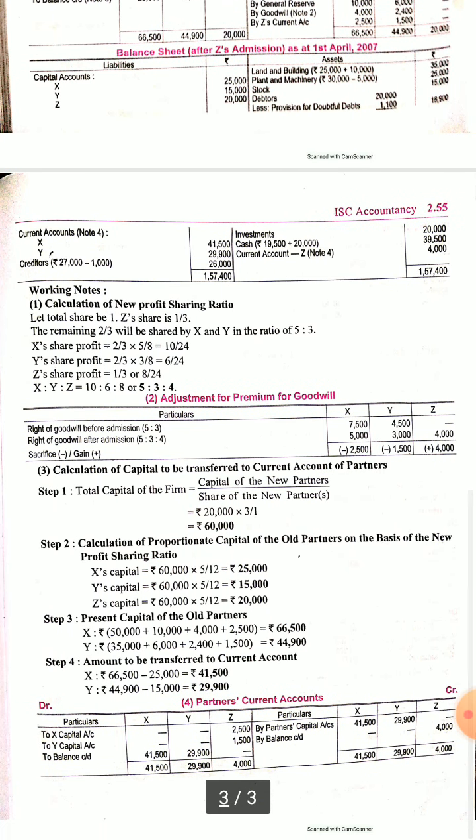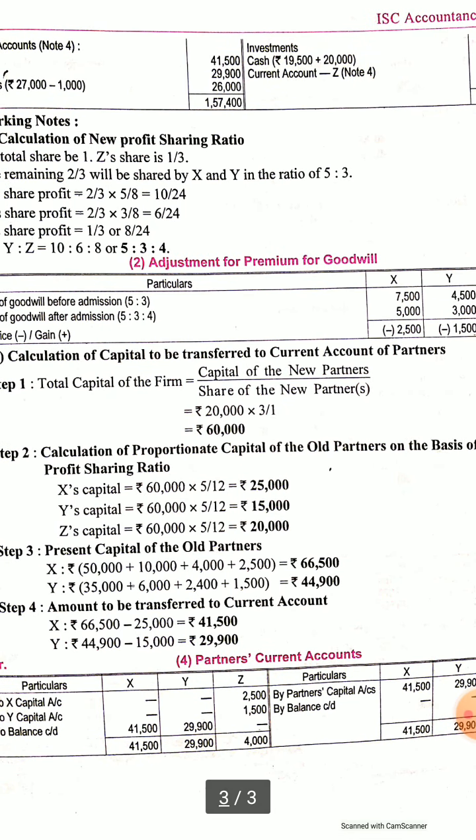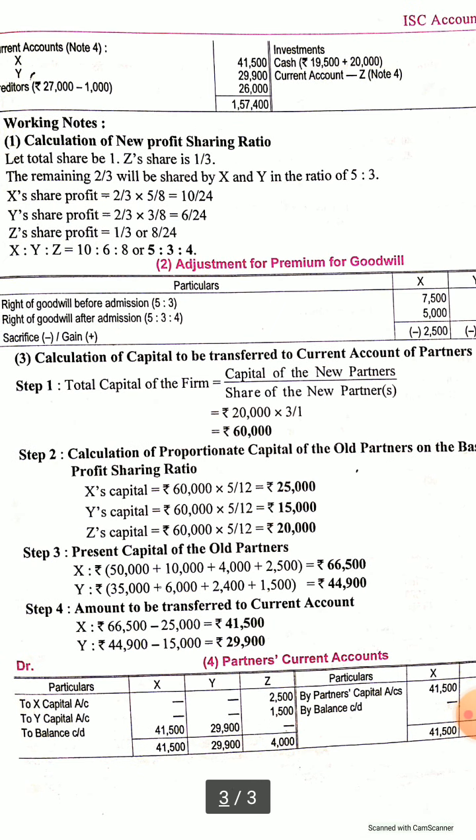Again, calculation of capital to be transferred to current account of partners. So total capital of the firm is according to Z's capital, that is 20,000 divided by 1/3. So total capital of the firm should be 60,000. Now X's capital should be 25,000, and Y's capital, here wrongly it is written, it will be 5/12 of 60,000, then 3/12 of 60,000 and 4/12 of 60,000. So in this way you will get the new capital 25,000, 15,000 and 20,000.